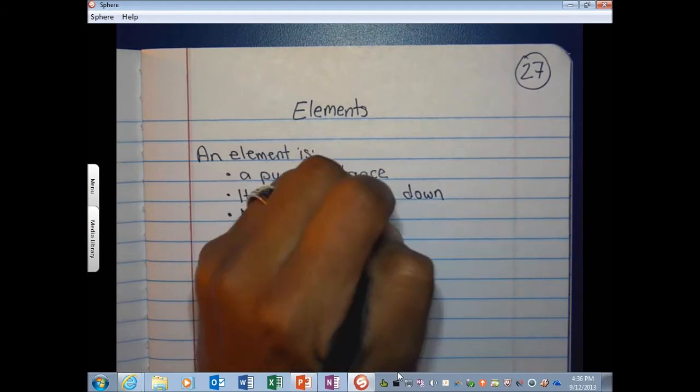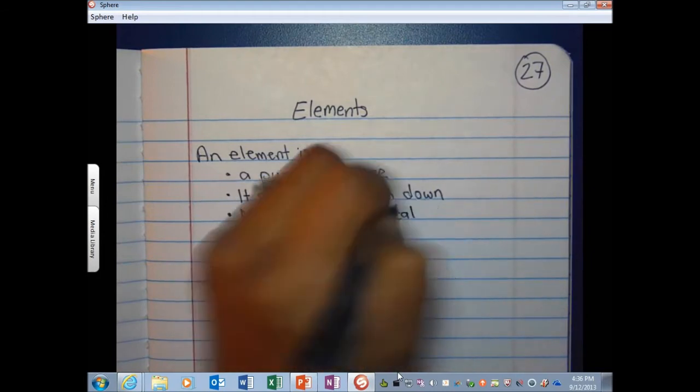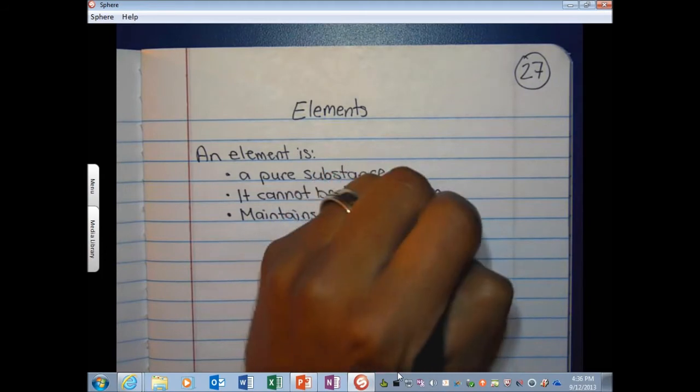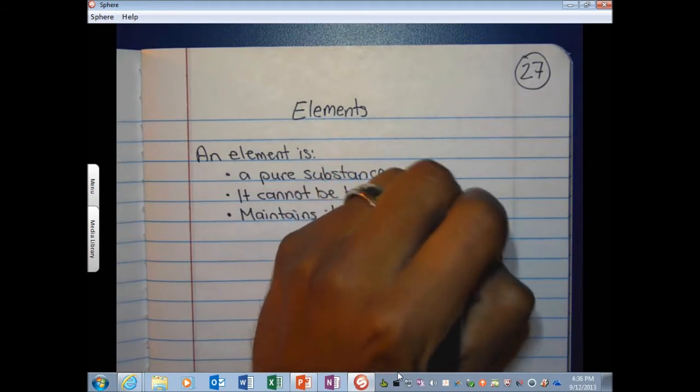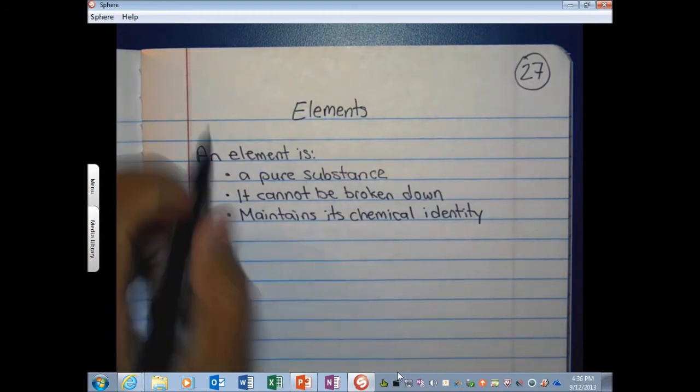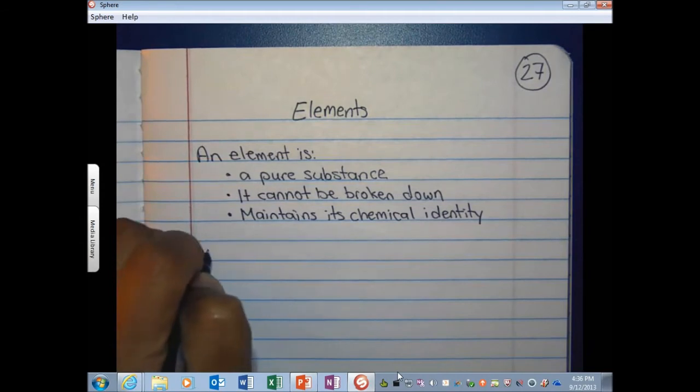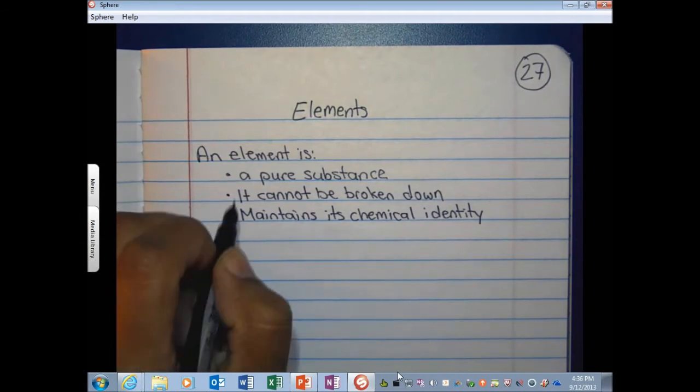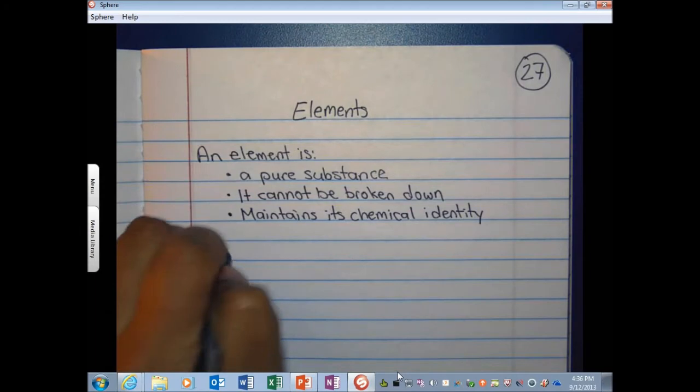And then finally, an element maintains its chemical identity. Again, it's completely pure. Nothing can make it different. It'll always be identified the same thing, and it always has the same properties to make it its own.